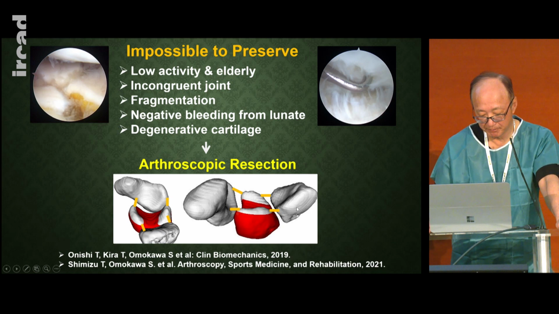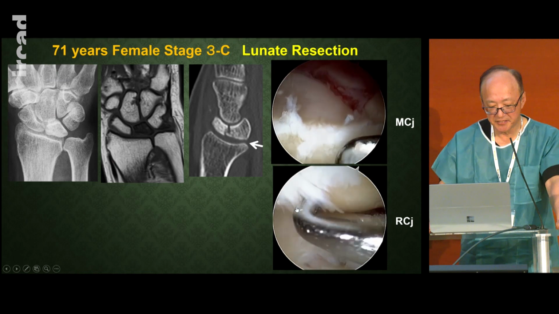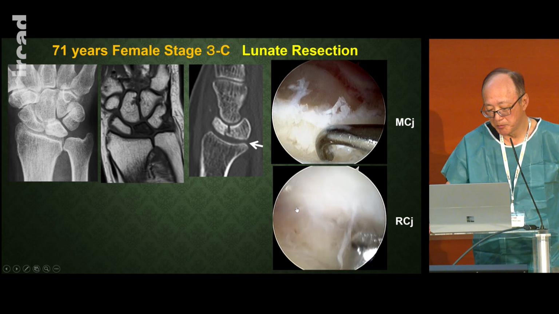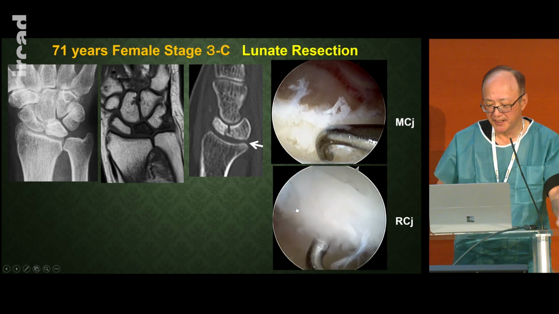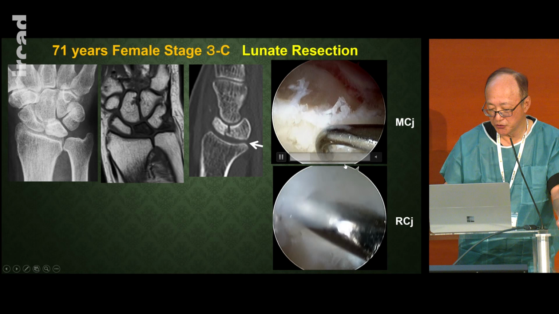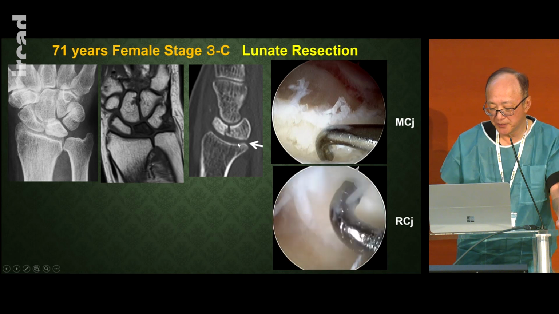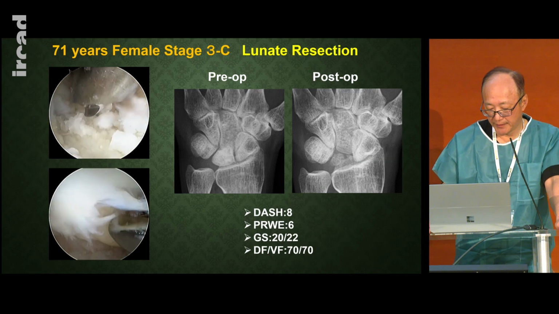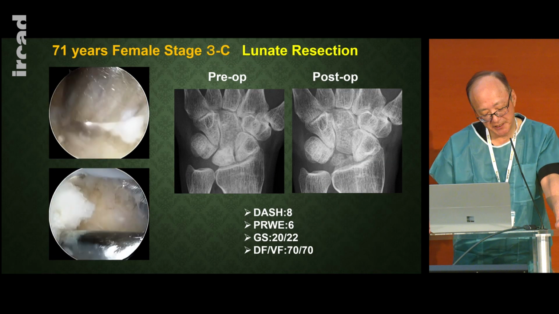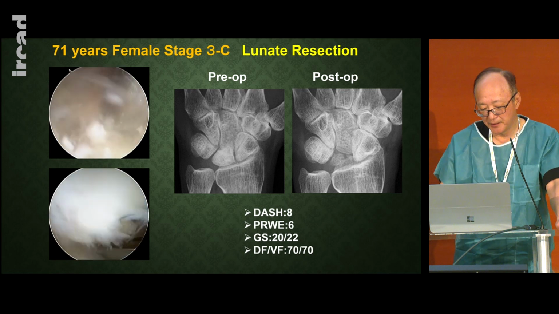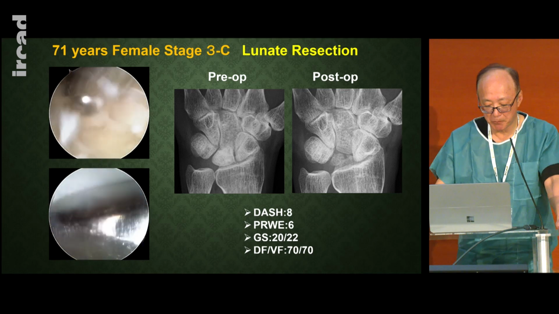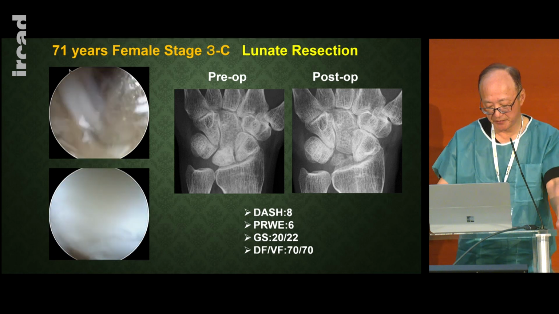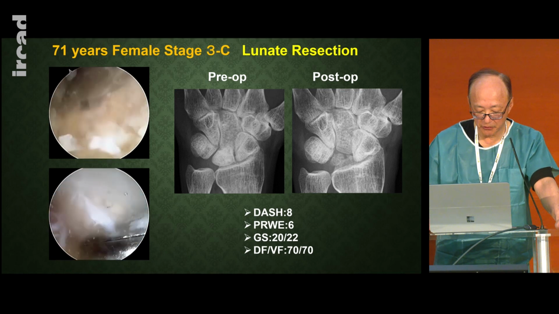This is a 71-year-old female with stage 3C Kienböck disease, and lunate resection was done because of the damaged cartilage and also the fragmentation of the lunate. Post-op, there was no immobilization, and the pain was reduced and the score decreased also.